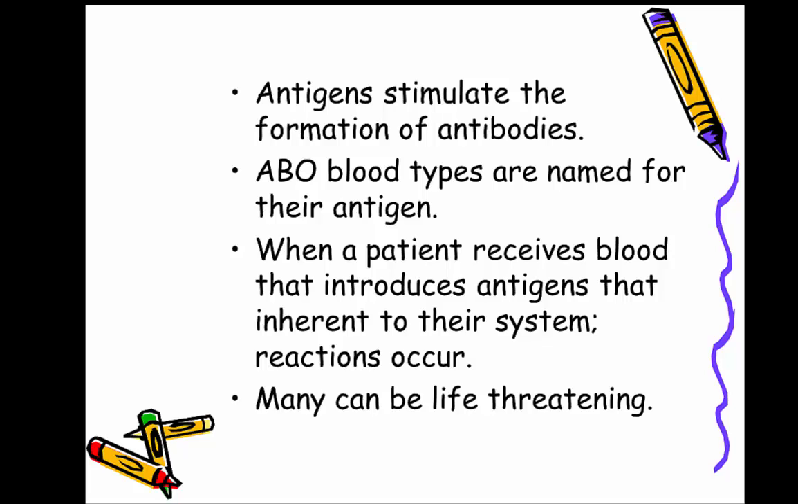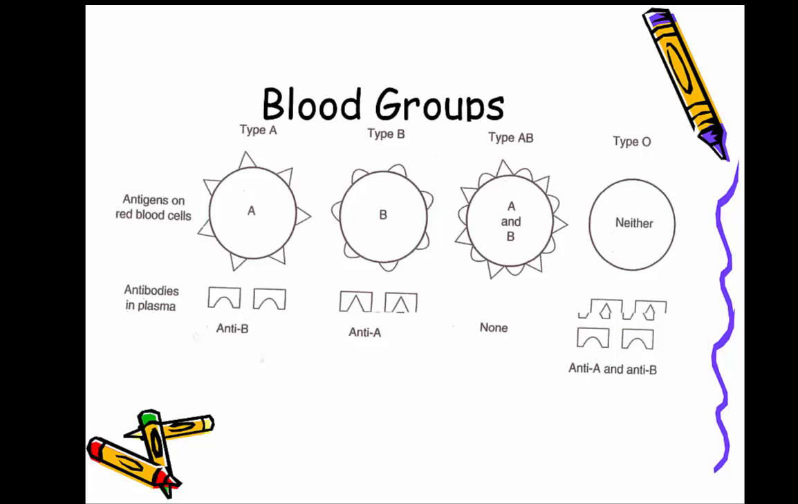Antigens stimulate the formation of antibodies. ABO blood types are named for their antigen. When a patient receives a blood type that introduces antigens that are foreign to their system, a reaction can occur, and these may be life-threatening. So this is just a schematic of the antigens on the blood cell. We can see A, B, AB. I don't know if this is really what they look like in real life, but this is a way to get a picture in your head of what that might look like.